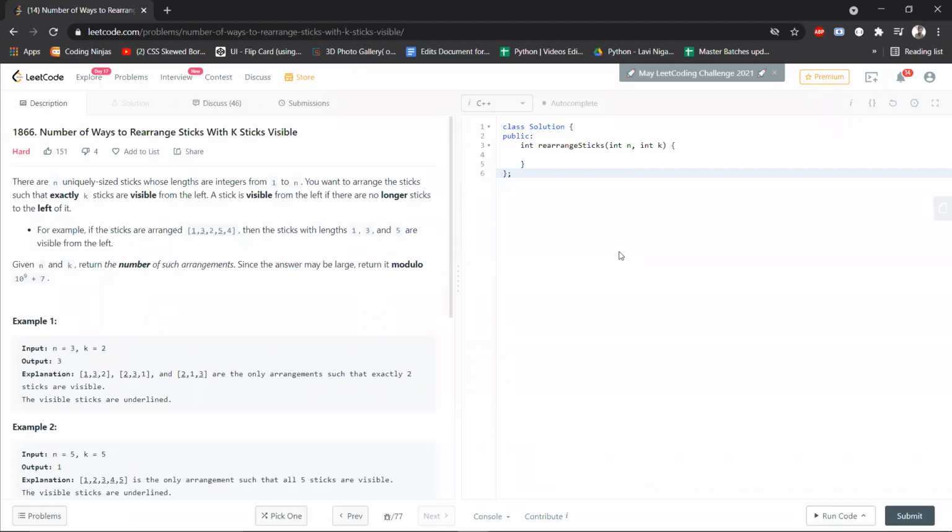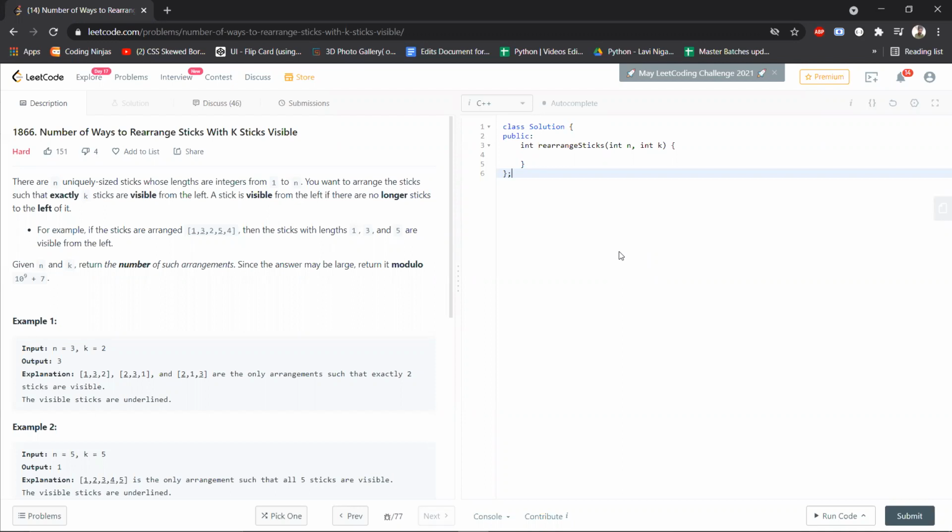Hello, and welcome to the explanation of a new problem. So in this video, we are going to discuss problem number 4 of LeetCode Contest 241. The problem name is Number of Ways to Rearrange Sticks With K Sticks Visible. It's a long name, but let's try to understand what the problem is asking us to do.